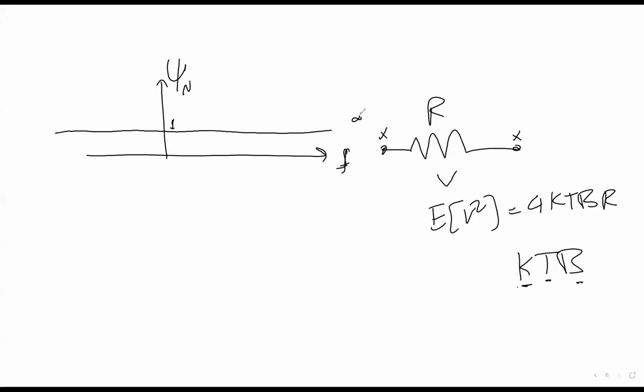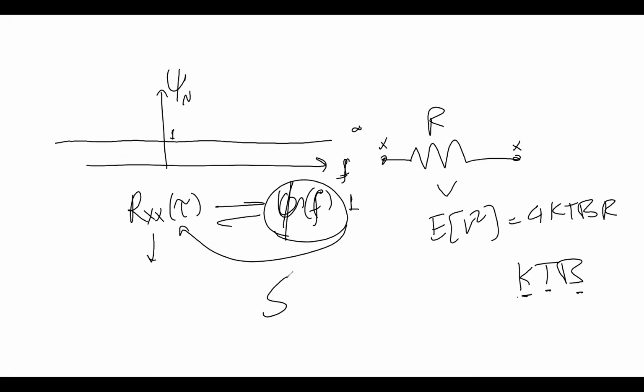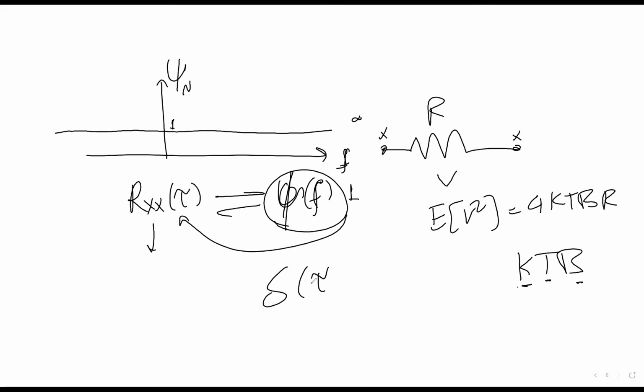Okay, so now we know that the Fourier transform of the autocorrelation function gives us the power spectral density in the frequency domain, psi of f. Now psi of f, or this power spectral density, is equal to 1. So what will be the autocorrelation function? The autocorrelation function here will be a Dirac delta. So it is like delta of tau. So this will be Rxx of tau.